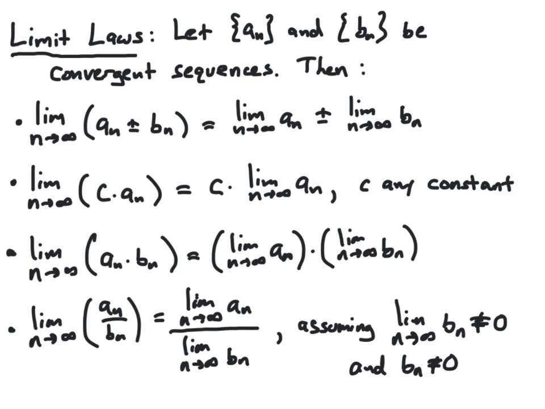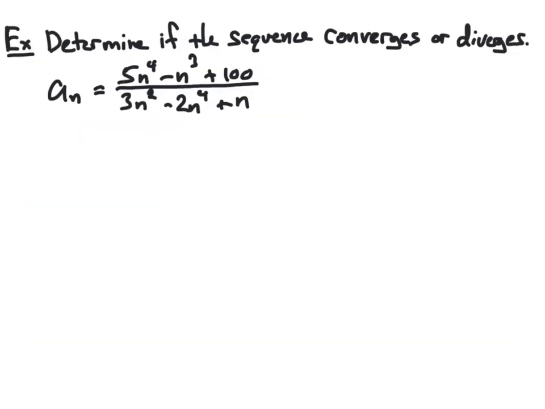In general, these limit laws allow us to break down the limit of a complicated sequence into some combination of limits of simpler sequences for which we can easily determine convergence. So let's take a look at a straightforward example of a limit of a sequence using the limit laws. Here we want to determine whether the sequence with general term 5n to the fourth minus n cubed plus 100 over 3n squared minus 2n to the fourth plus n converges or diverges.